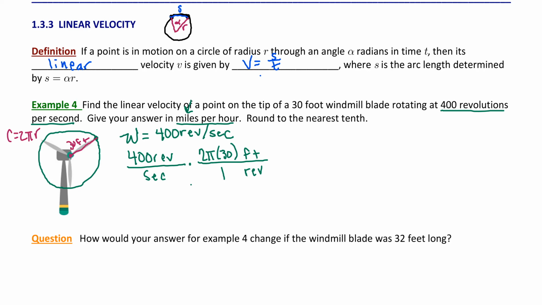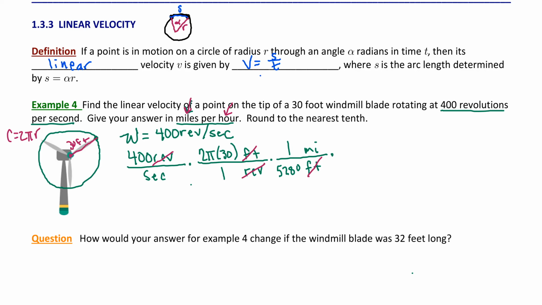At this point, we have successfully converted revolutions to feet, but we don't need feet, we need miles. So we'll introduce another fraction where we put feet in the denominator and miles in the numerator. Then we'll fill in the appropriate relationship. In 1 mile, there's 5,280 feet. As you can see, our current units are miles per second. We're almost there. We need miles per hour.